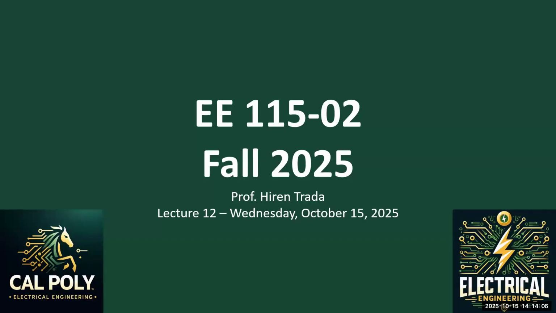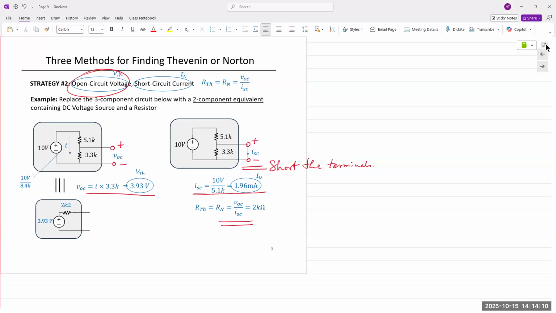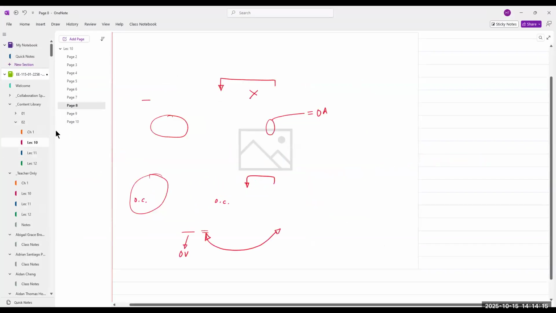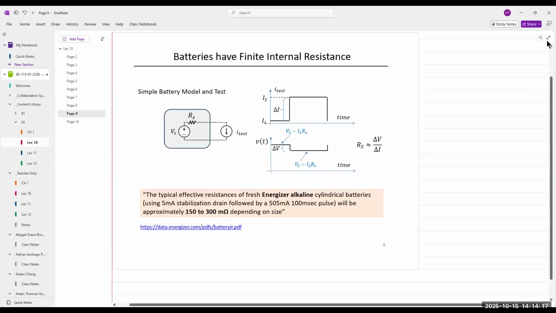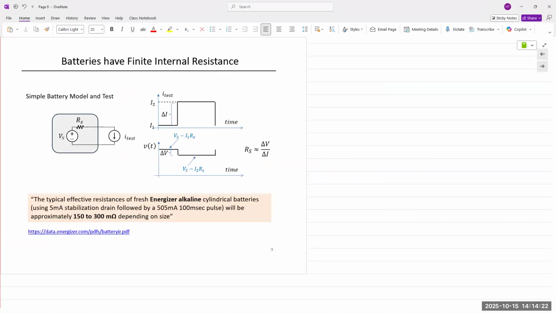All right, let's see. Three methods for finding Thevenin and Norton. So we looked at sources, we looked at source resistances. I just want an example of how a real life battery has resistance. The resistance is very small, not large enough to be measured by normal methods, so we use a slightly different technique to measure that resistance.